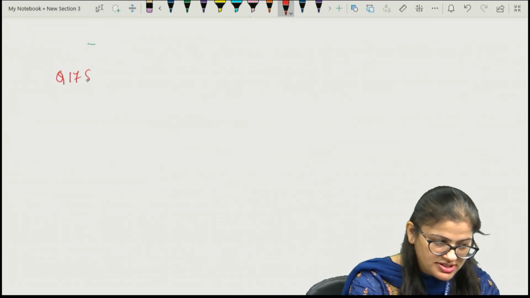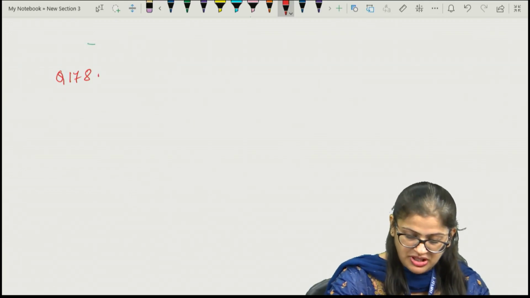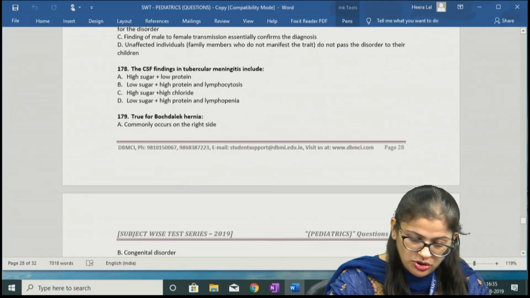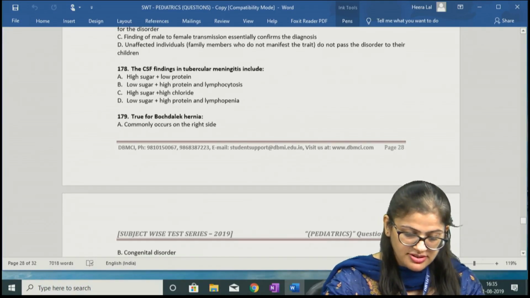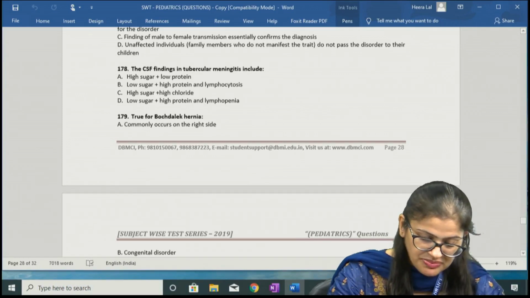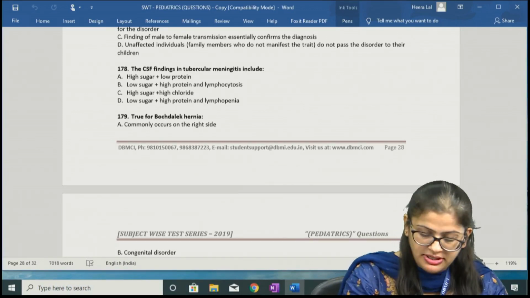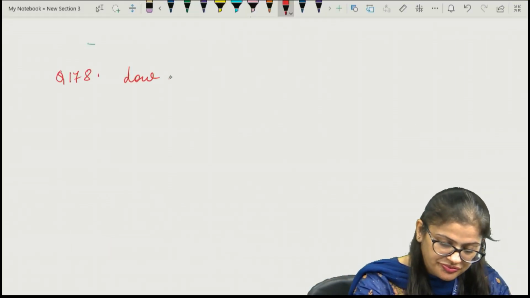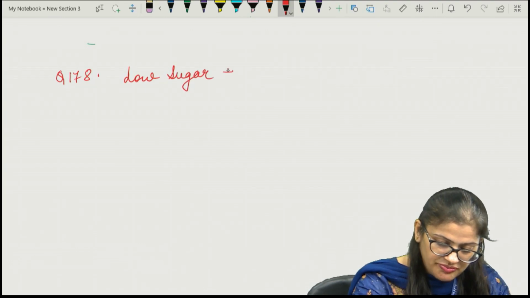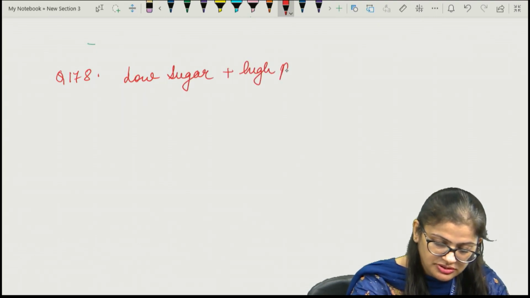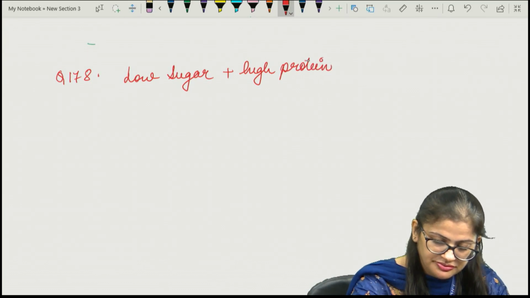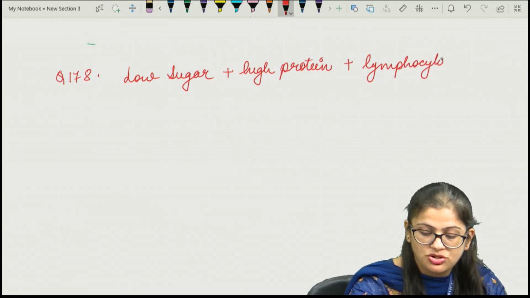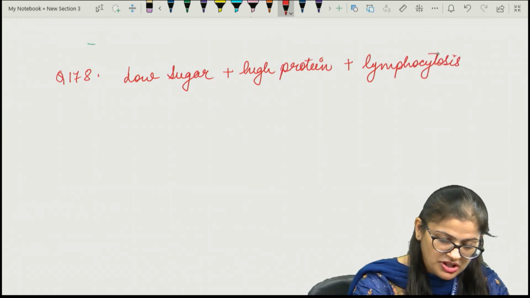So next we come on to question number 178. Question number 178 was, the CSF findings in tubercular meningitis include, and the correct answer is option number B, that is low sugar, high protein and lymphocytosis. So low sugar plus high protein plus lymphocytosis. This is what an LP picture in tubercular meningitis will look like.